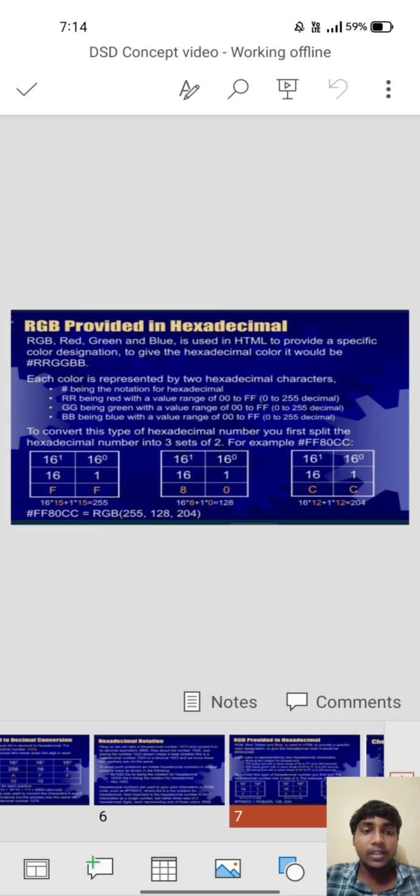To give the hexadecimal color, it would be #RRGGBB. Each color is represented by two hexadecimal characters. The hashtag being the notation for hexadecimal, RR being red with a value range of 00 to FF, GG being green with a value range of 00 to FF, BB being blue with a value range of 00 to FF. To convert this type of hexadecimal number, you first split the hexadecimal number into three sets of 2. For example, FF80CC. Like the below table, you can convert it.